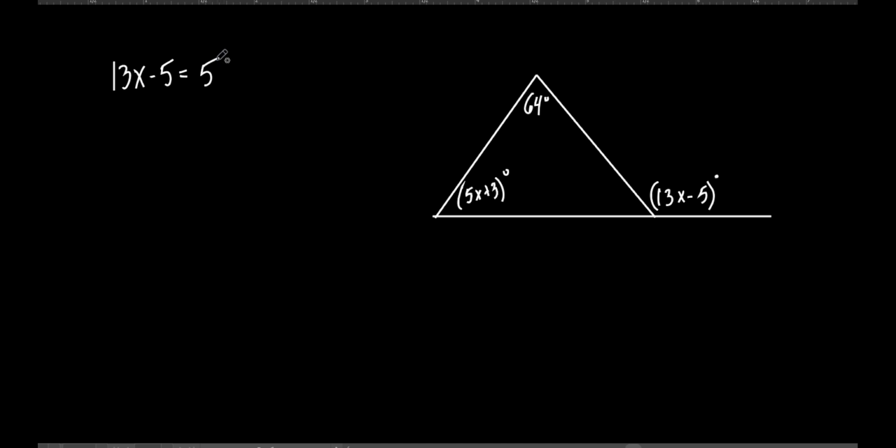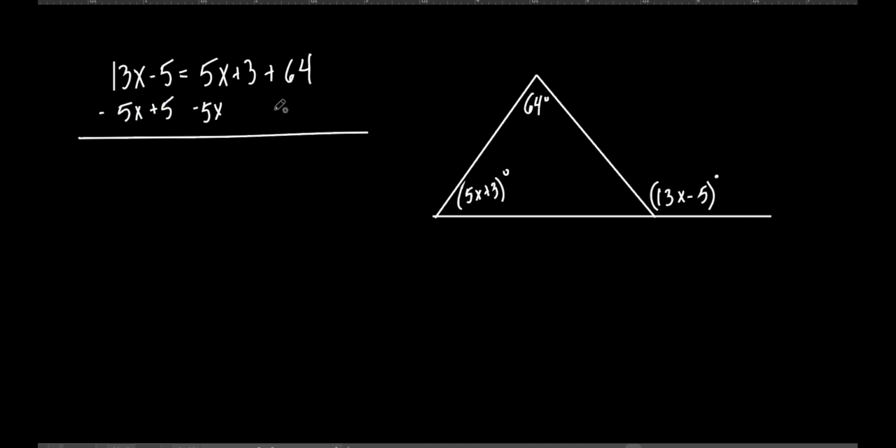Well, let's do the x first. 5x plus 3, plus 64. Everybody see that? All right, so the exterior angle is equal to the sum of the remote interior angles. And now just solve for x. Subtract 5x from both sides. Let's add a 5 to both sides. That cancels. That cancels. What's that? 8x? Is that right?